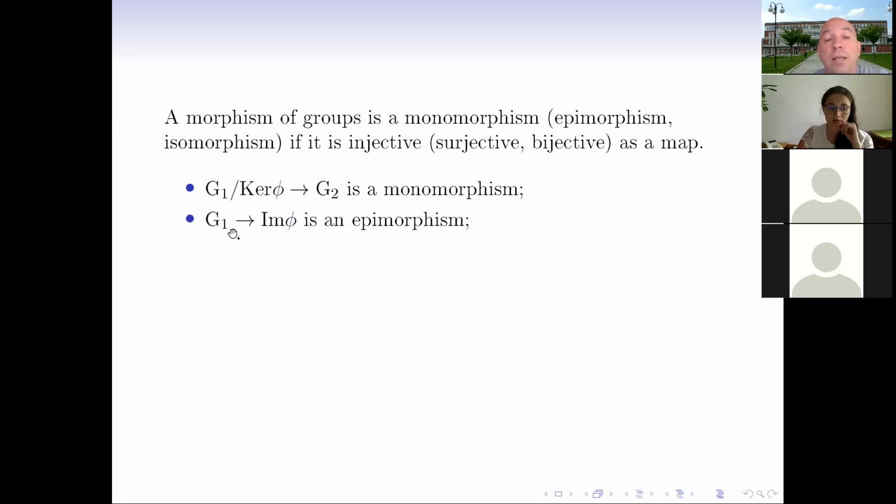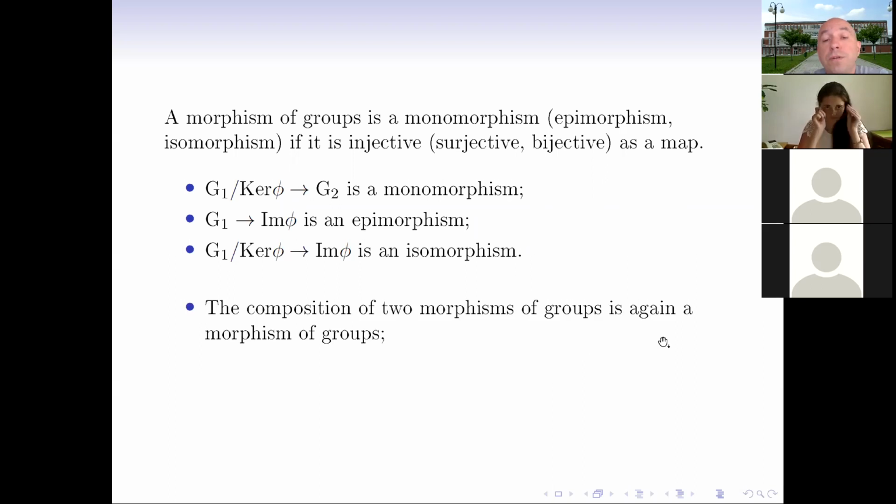If you take G1, then the image of G1 is again a subgroup in G2. And we can say that phi induces a map from G1 to the image of phi. And this is an epimorphism, because every element in the image of phi is the image of some element in G1, which means that the map is surjective. And if we now combine both and take the map from G1 over the kernel of phi to the image of phi, it's an isomorphism.